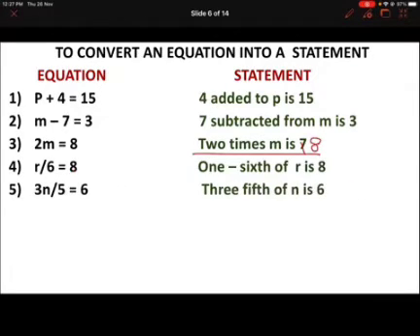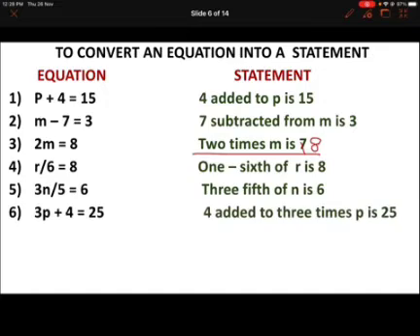3n by 5 is 6. So 3/5 of n. 3n by 5 is nothing but, children, remember, 3 by 5 of n. So what does it give? 3n by 5 gives us 6.